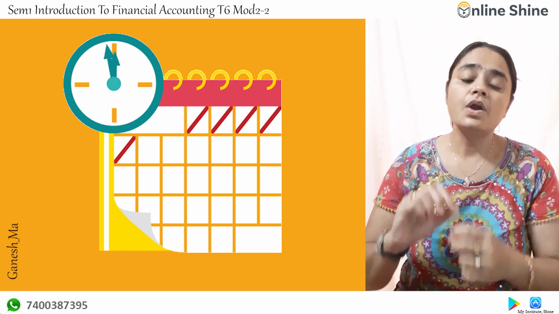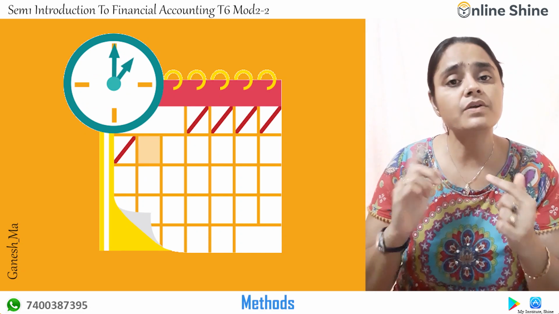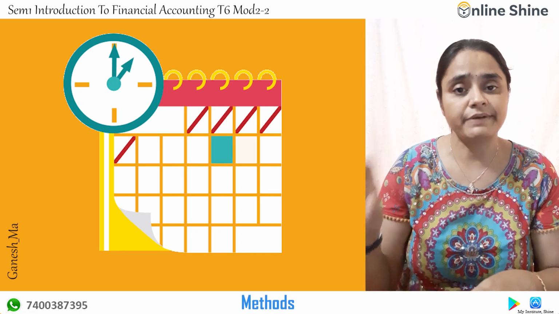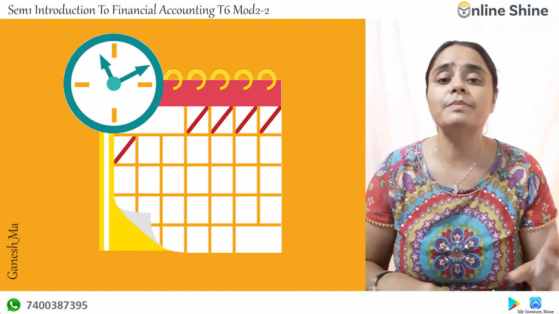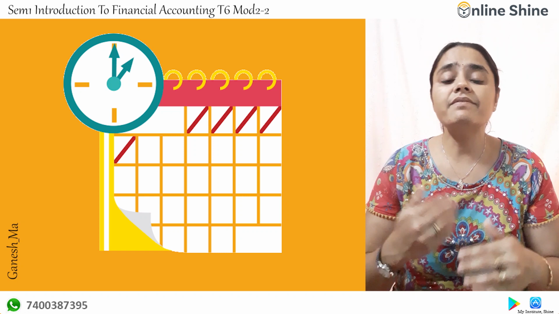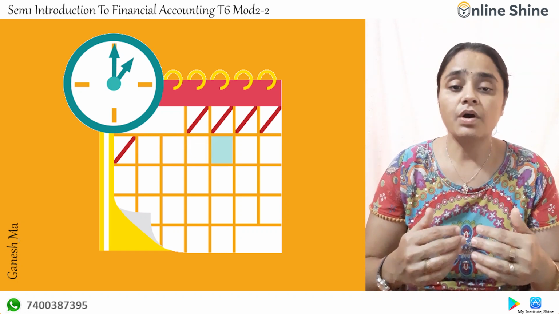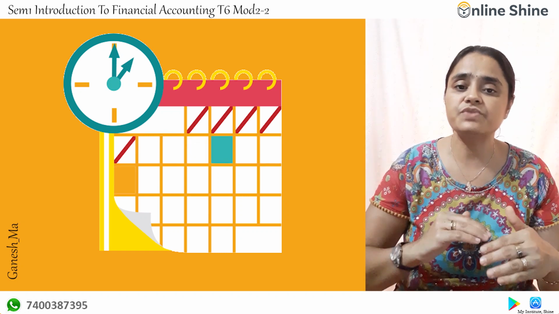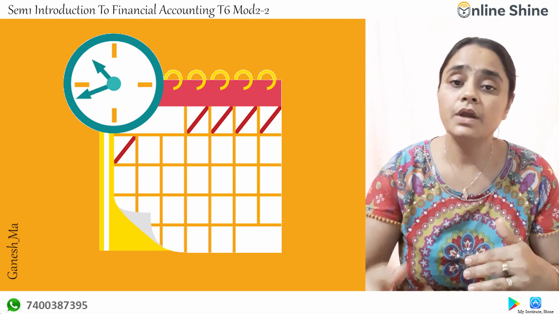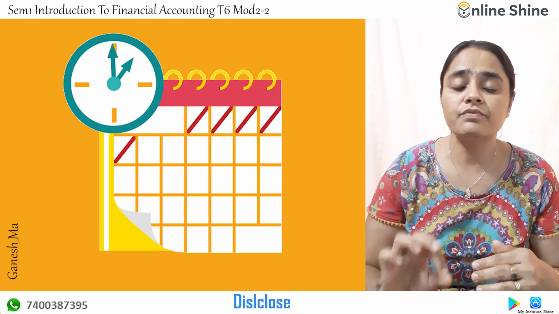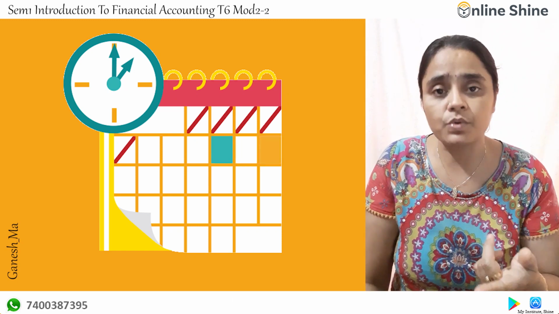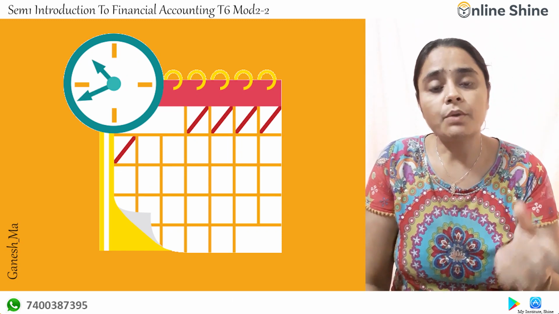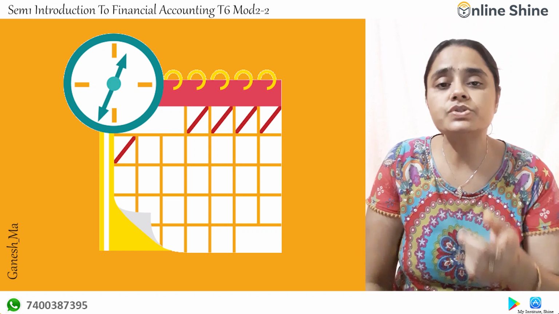Understood? Okay. Whatever methods you are following, that also you should disclose, whether you are following the straight line method or the WDV method, or you can say written down value method. Whenever there is a requirement to change from one method to another, you should disclose the reason for changing the method, and also the amount by which your P&L will be affected, that also you should disclose.